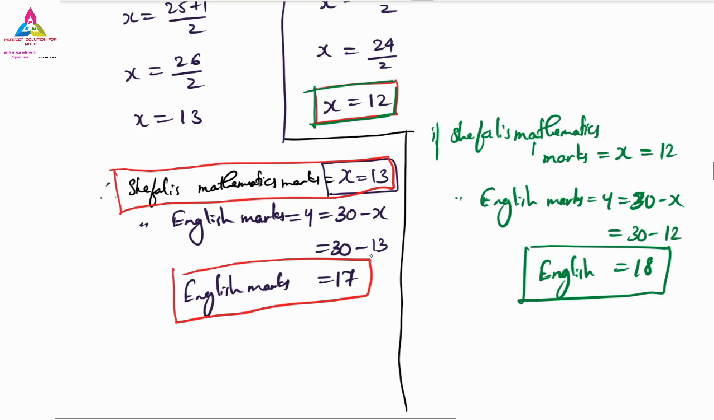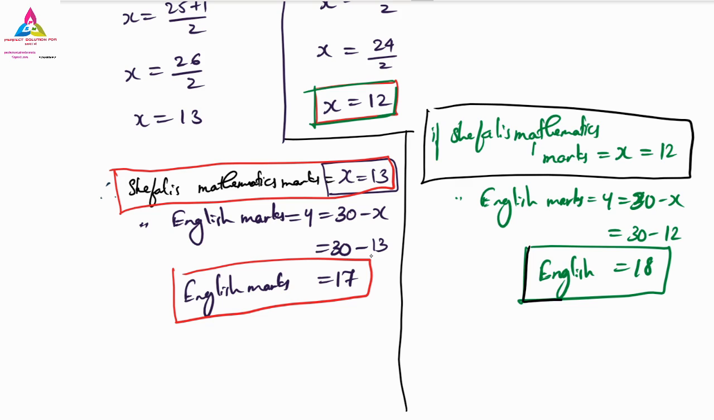Most important is, if she scored 13 for math, her marks for English will be 17. It means there are two possibilities. So actually we will not find one accurate answer here, but any one of them, both of them are correct. Okay, so this is the answer for the fifth question.